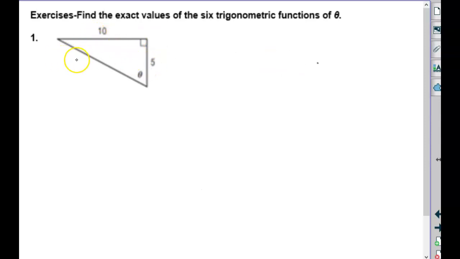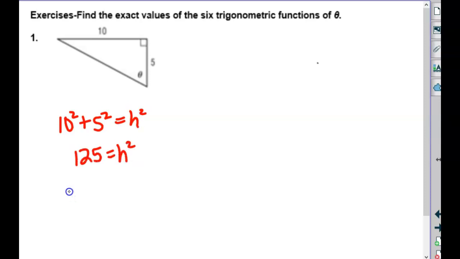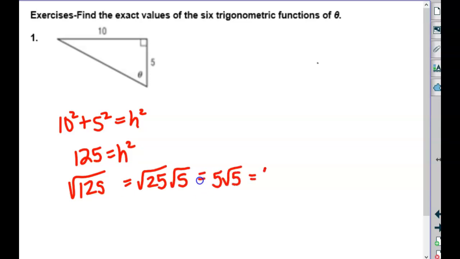All right, we got to do Pythagorean theorem. 10 squared plus 5 squared sounds to me like 125. Square root of 125 would be 25 times 5, I think, which is 5 square roots of 5. If you're not good at simplifying, you need to get good. Okay, everybody all right? Now, I always do them in that order, sine, cosine, and tangent.